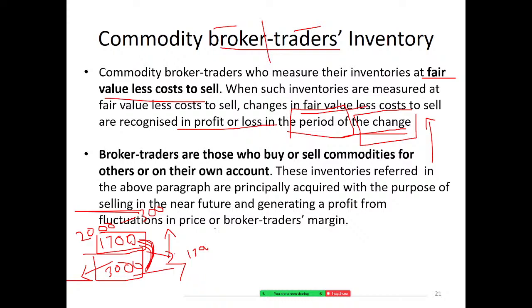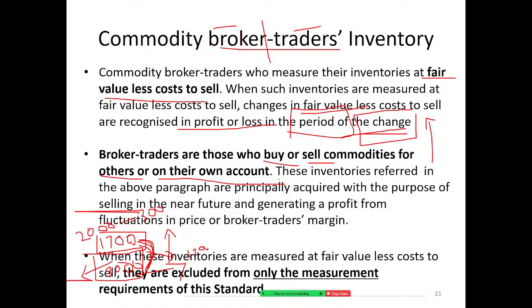Broker traders are those who buy or sell commodities for others or on their own account. These inventories referred to in the above paragraph are principally acquired with the purpose of selling in the near future and generating a profit from fluctuation in price, the broker traders' margin. So why do they buy inventories? For the purpose of making profit that arises due to fluctuation in prices.